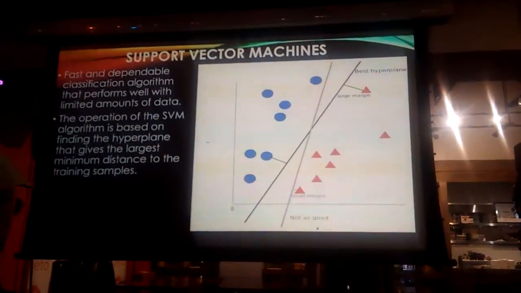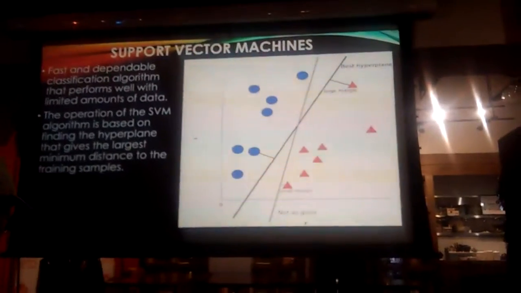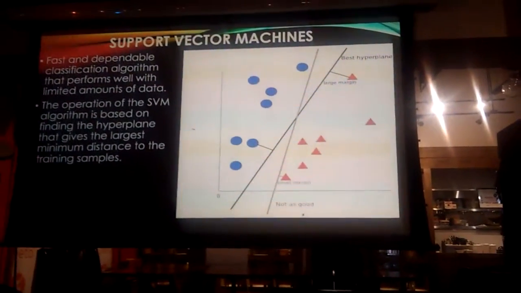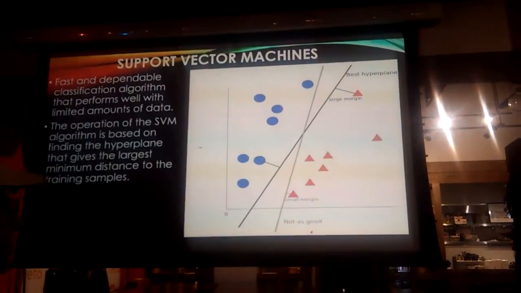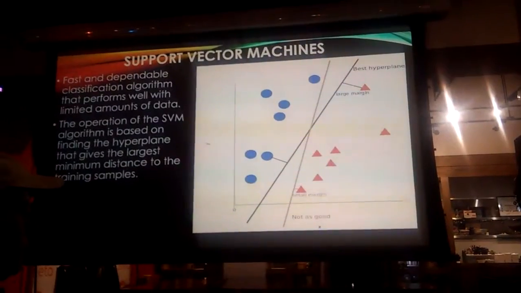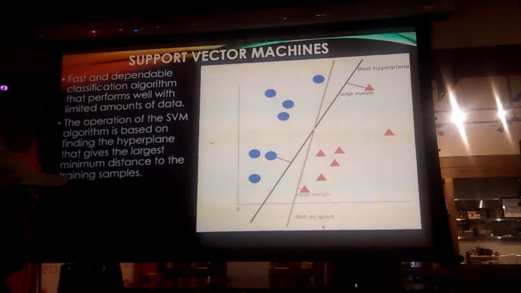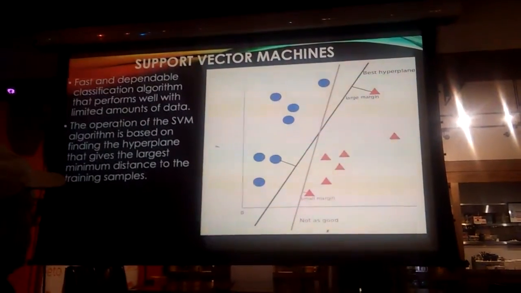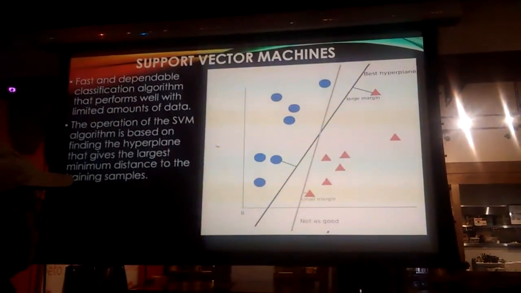The other algorithm is called a support vector machine. It's a really fast, really dependable classification algorithm. And if you have a small data set, that's pretty good. It works very well. So in a nutshell, you're just finding a hyperplane that gives the distance between some training samples. So I think that would be best explained with like an example.